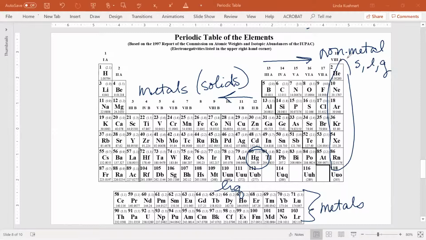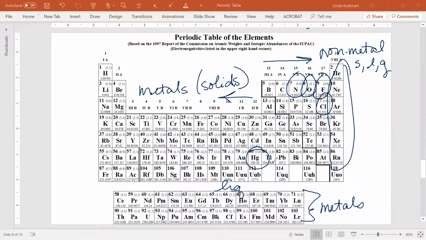Noble gases family are all gases. Nitrogen is a gas, oxygen is a gas, fluorine is a gas, and chlorine is a gas. One nonmetal is a liquid, and that's bromine. So bromine is a liquid, just like mercury is a liquid. Only mercury is the metal, and bromine is a nonmetal. All the other nonmetals are going to be solids that are noted on the periodic chart.